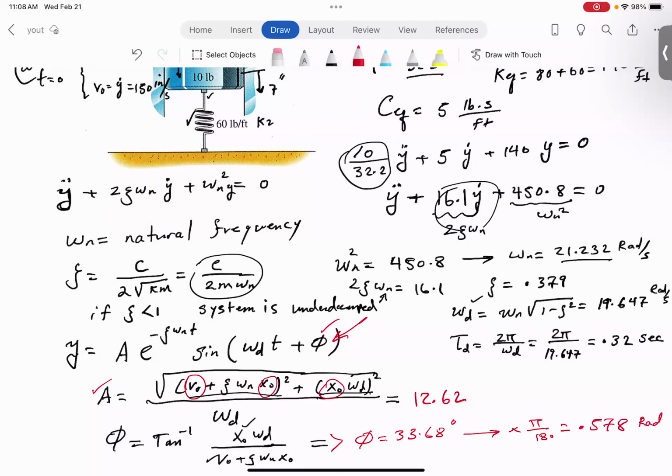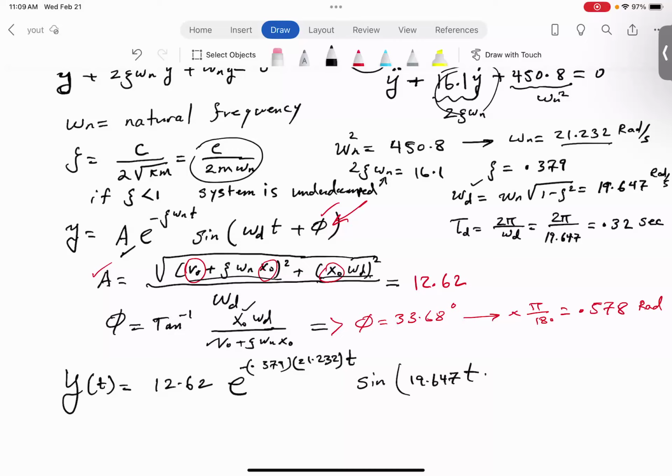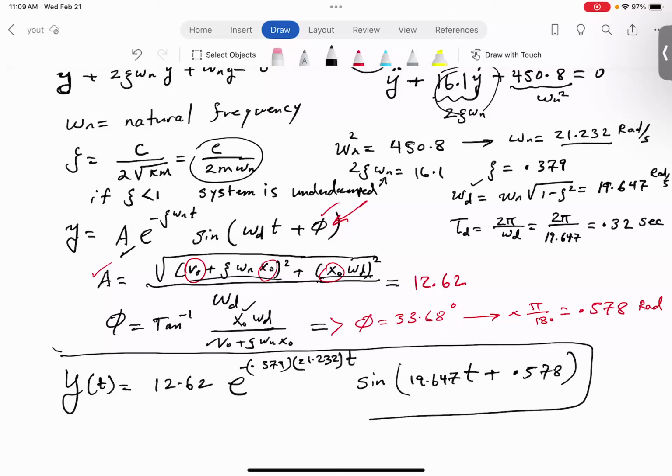So the final form of the equation, y as a function of time, is going to be A, which is 12.62, e to the power minus zeta, which is 0.379, let's see, I lost my zeta, times omega n, which is 21.232 t, and then sine of omega d, which is 19.647 t, and then, as I said, phi has to be in radians. So this is the equation that governs the motion of this.